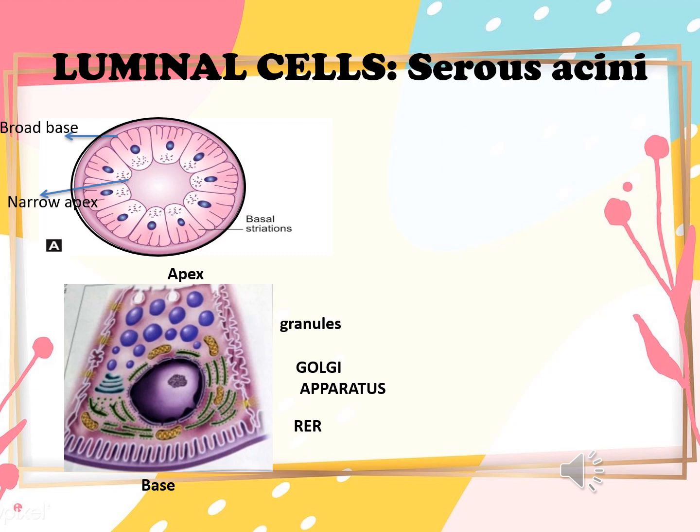Salivary glands are of three types: serous salivary glands, mucous salivary glands, and mixed salivary glands. Serous salivary glands secrete watery saliva. The mucous salivary glands secrete viscous saliva. The saliva secreted by mucous cells is thicker compared to the saliva secreted by serous cells. Now the mixed salivary gland secretes saliva of a mixed consistency.